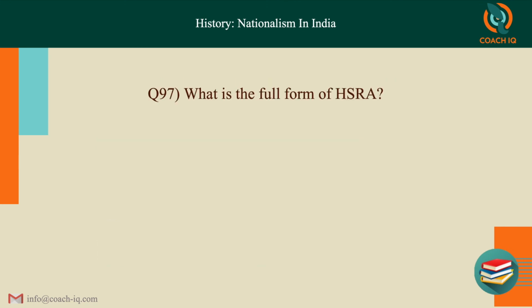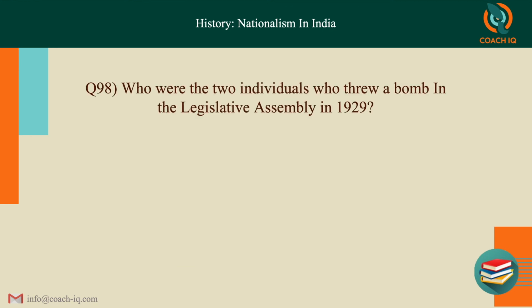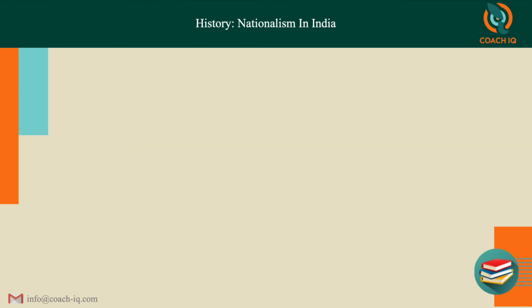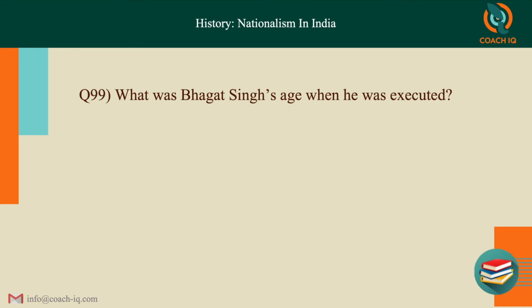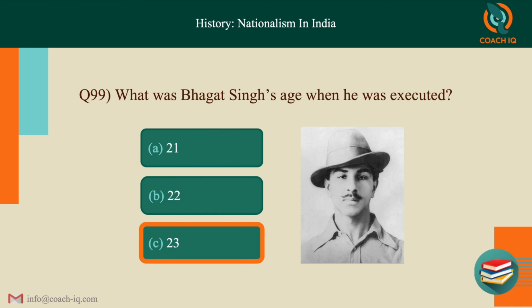The next MCQ, what is the full form of HSRA? The answer is A, Hindustan Socialist Republican Army. Who were the two individuals who threw a bomb in the Legislative Assembly in 1929? The answer is A, Bhagat Singh and Batukeshwar Datta. What was Bhagat Singh's age when he was executed? He was only 23 years old. So the answer is 23.